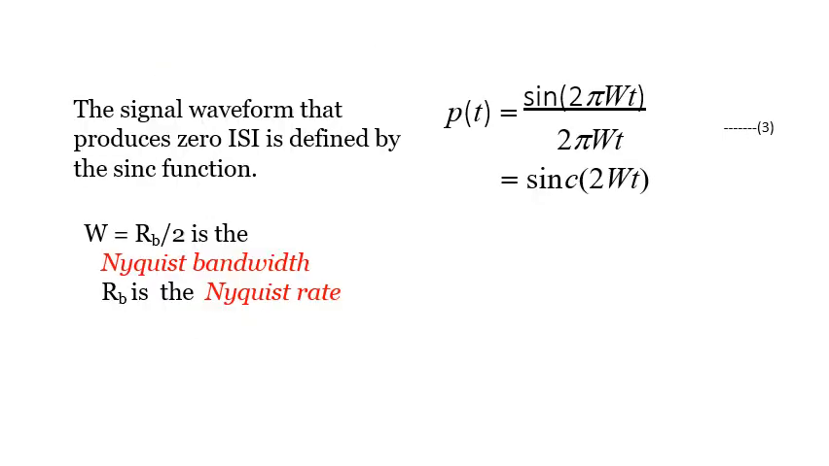So from the previous expressions, the signal waveform that produces 0 ISI can be defined by the sinc function: p(t) is equal to sin(2πWt) divided by 2πWt, that is equal to sinc(2Wt), where W is the Nyquist bandwidth, which is nothing but R_B/2, and R_B is the Nyquist rate. So this equation 3 in the time domain is called the ideal Nyquist channel.